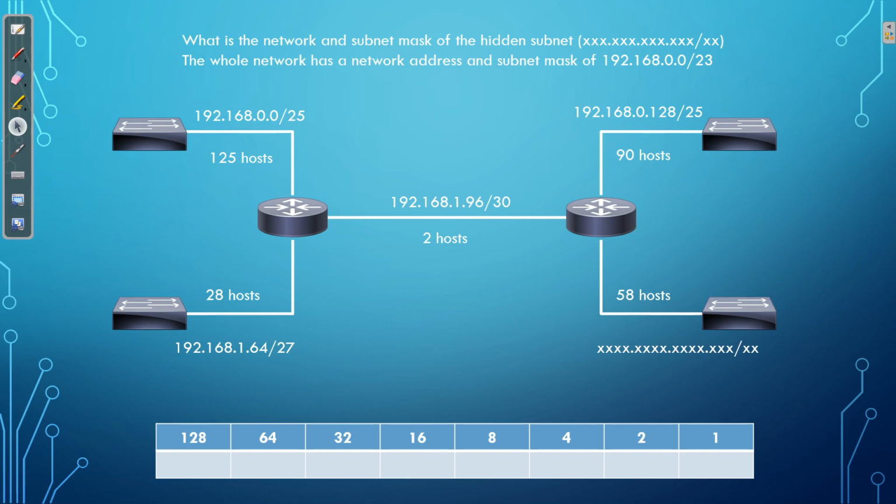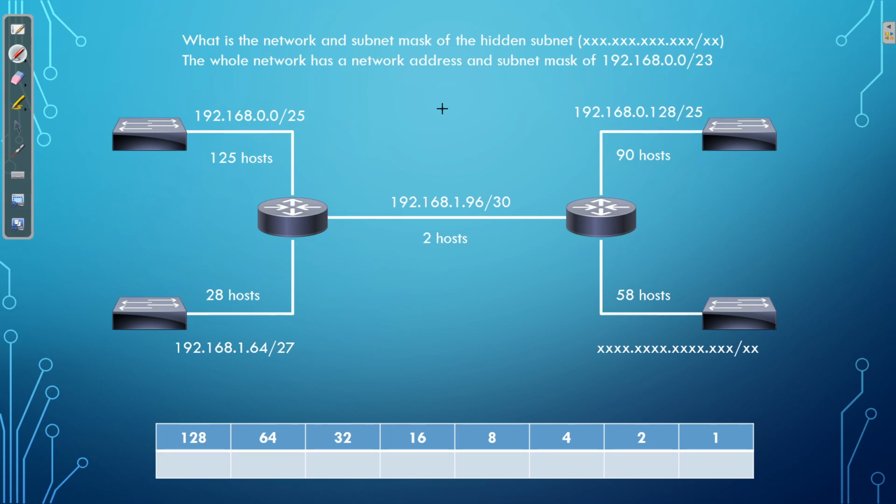The whole network has a network address and a subnet mask of 192.168.0.0/23. So pause the video, guys, and when you think you've got the answer, play it and let's work through this together. So I'm assuming that you've paused there, you've given this a thought and you've tried it yourself. Now watch how I work through this.